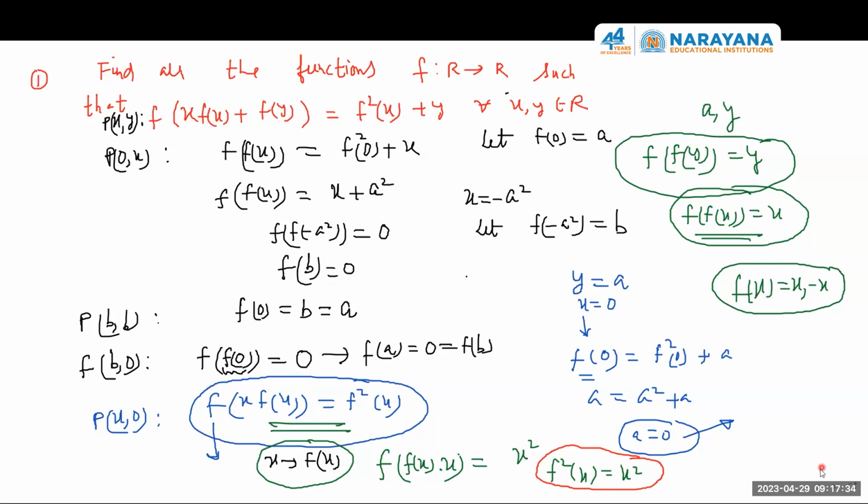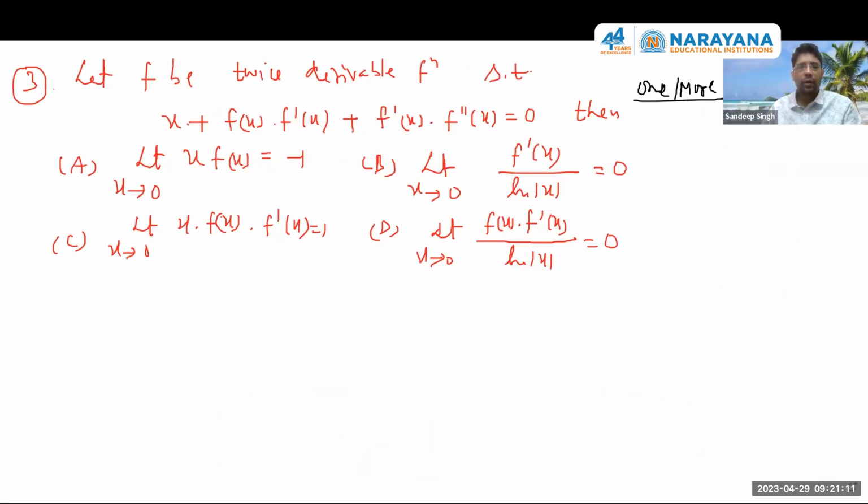Correct? Okay, sir. So how can you comment upon limiting values of x f x, f dash upon ln mod x, like that? So can we integrate the given equation? Yes, sure. You should.